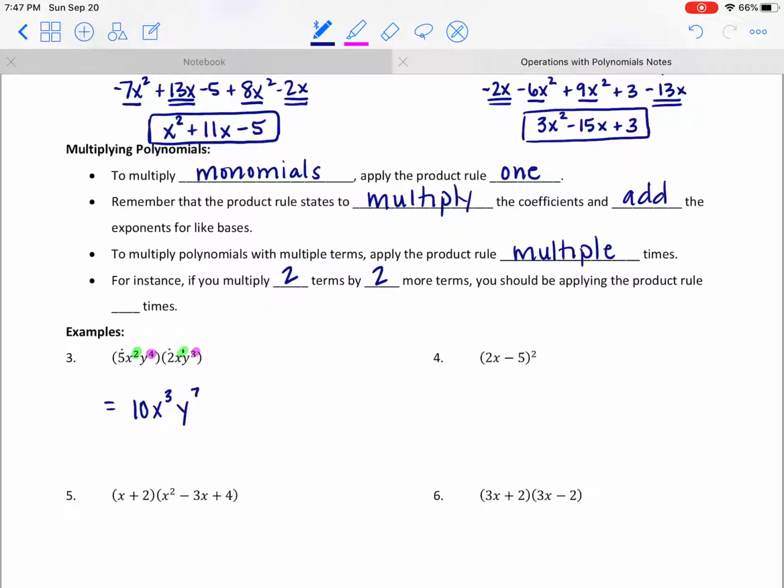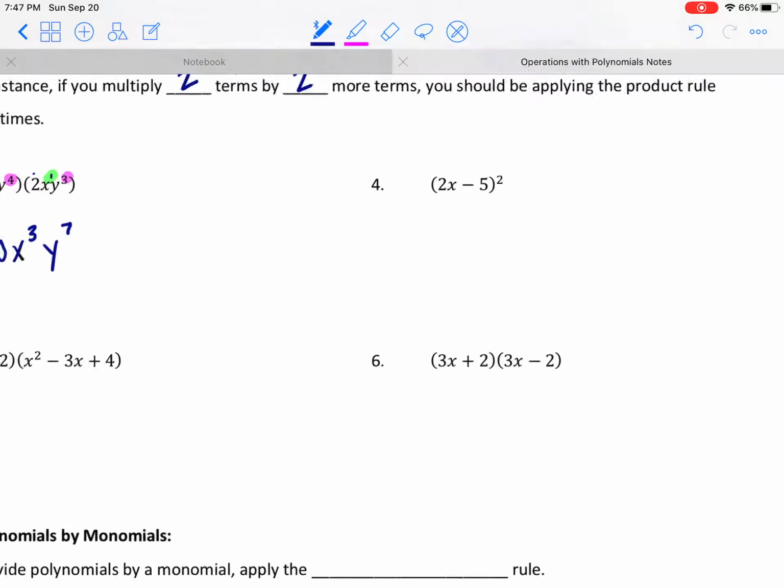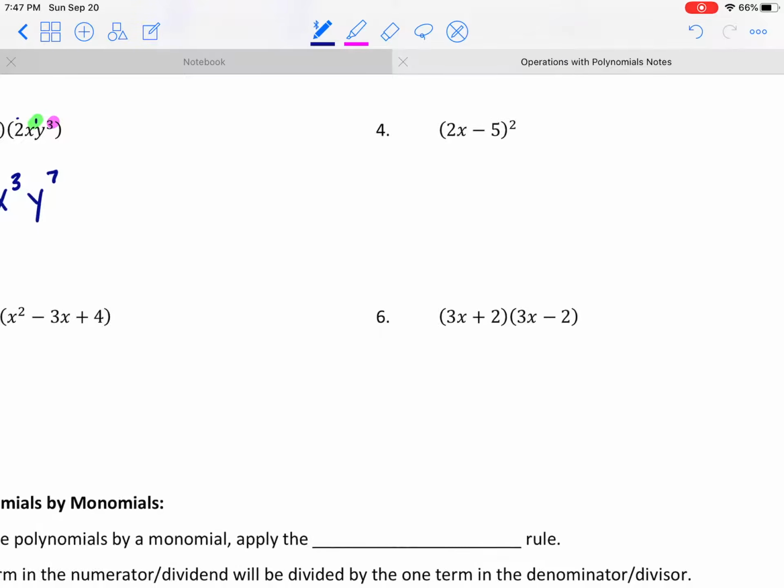So something with 2 terms times something else with 2 terms. 2 terms times 2 terms is going to tell us that we should be applying the product rule 4 times. 2 times 2 would be 4. Okay, or if it was 2 terms times 3 terms, that would be 6 times we'd have to use the product rule.